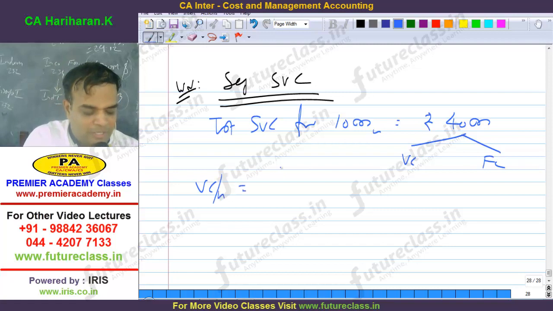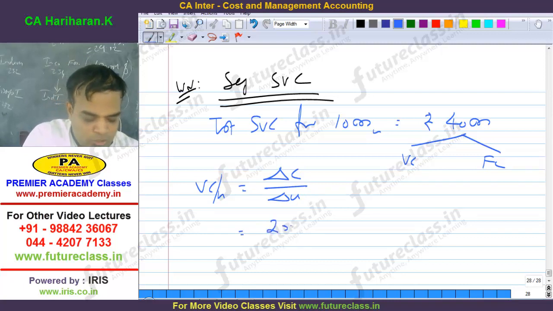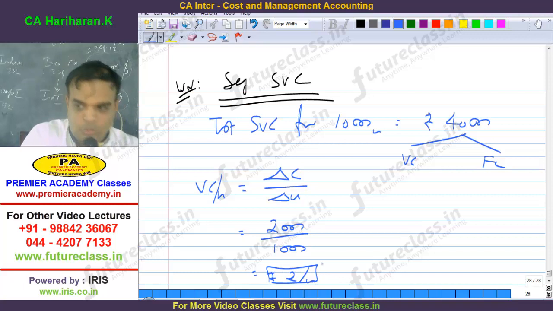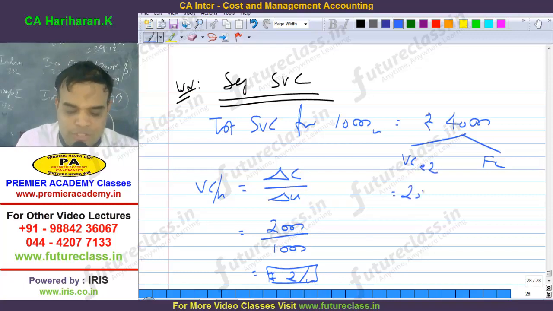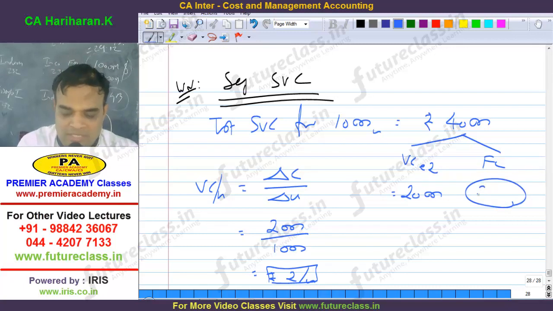Formula for variable cost per unit is equal to change in cost by change in number of units. For each and every 1,000 quantity changes, there is a 2,000 rupees change in cost which is given in the paragraph. Therefore, variable cost per unit is equal to 2 per unit. 2 into 10,000 is equal to 20,000. Out of 40,000, 20,000 variable cost. Therefore, balance fixed cost is equal to 20,000.